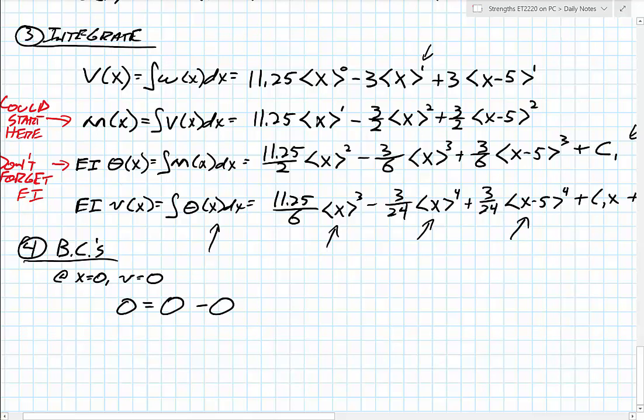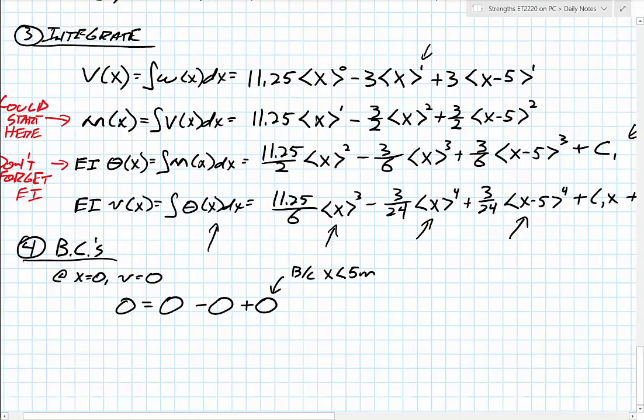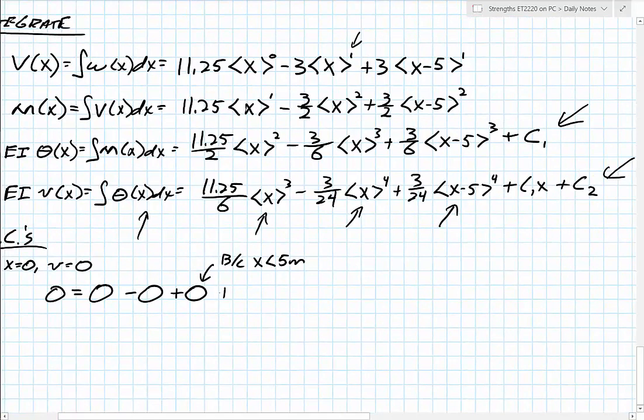Now be careful with this term. What is 0 minus 5 to the fourth power times 3 over 24? It's 0 because it is off. So this is 0 because we have our x less than 5 meters, so we can't have a negative in there. Keep that part straight. Don't forget how these singularity functions work. Plus C1 times 0 is 0. Plus C2. So clearly that means our C2 is equal to 0.